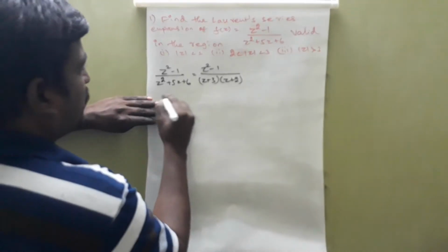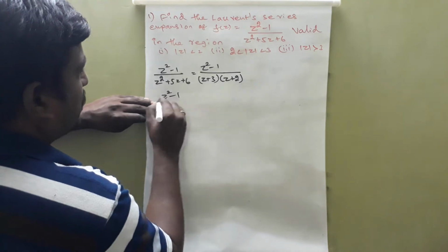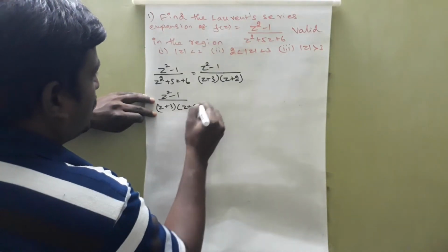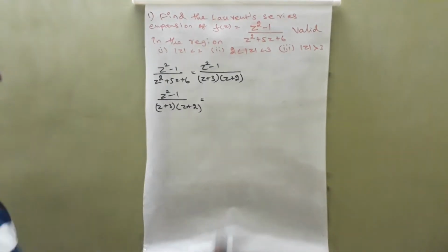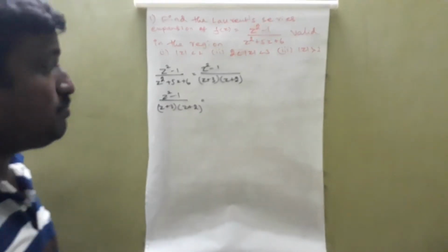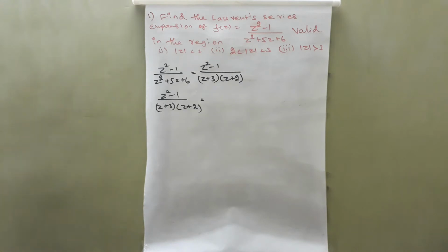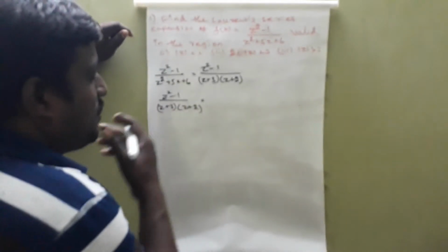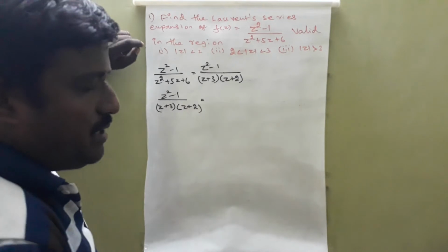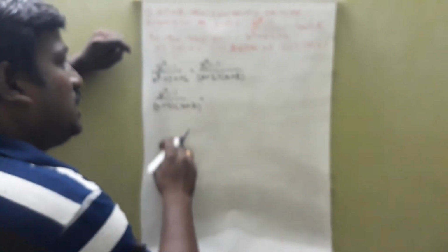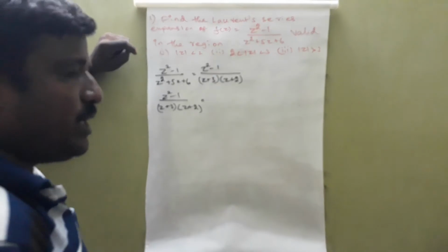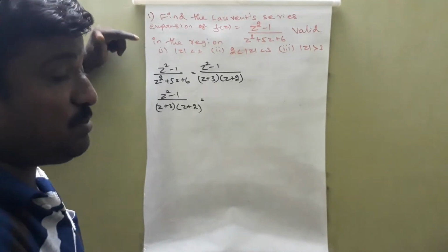So z square minus 1 by z plus 3 into z plus 2. Suddenly you may think that a by z plus 3 plus b by z plus 2. That is wrong. First you have to observe the degree of numerator and degree of denominator. If the degree of numerator is less than the degree of denominator, then whatever you write is correct, that is a by z plus 3, b by z plus 2. But here the degree of numerator is equal to the degree of denominator. In that case, you have to apply a special partial fraction.